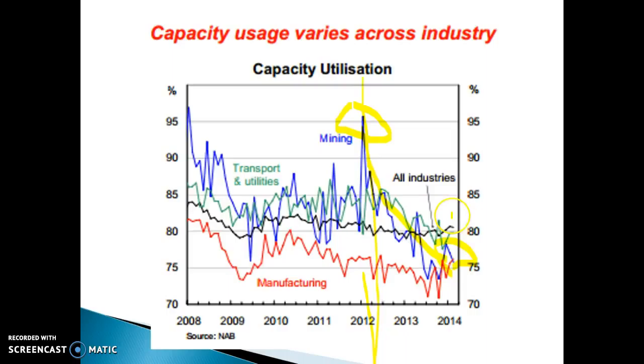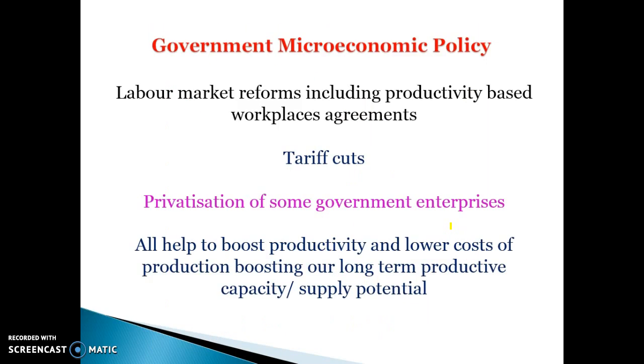But for all industries, capacity utilisation at the moment is about 81%, which isn't too bad. We've got a little bit of excess supply to meet any extra demand. We will be able to supply more if there's an increase in demand in our economy. So demand-side policies are fairly useful at the moment.